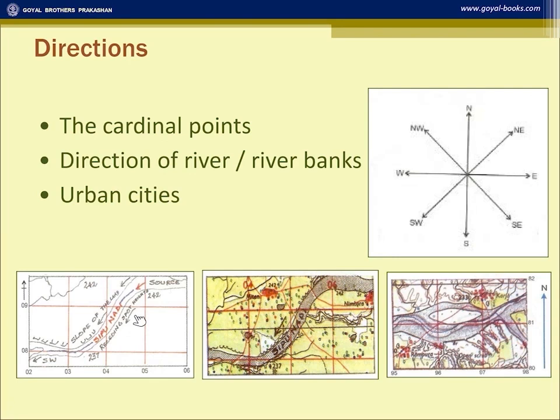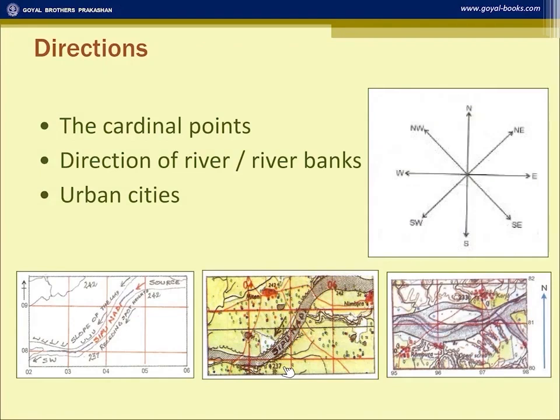First step is to look at the spot heights. Now here the spot heights are receding from 242 towards 237. It is from northeast to southwest. So we find out that the Sipu Nadi is flowing from northeast towards southwest.